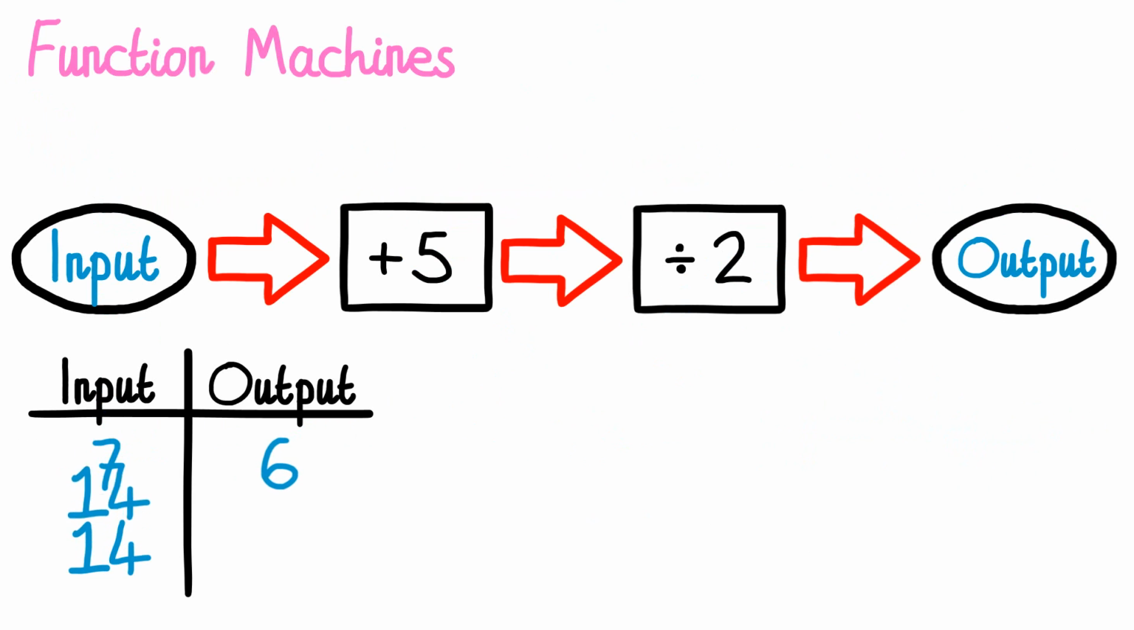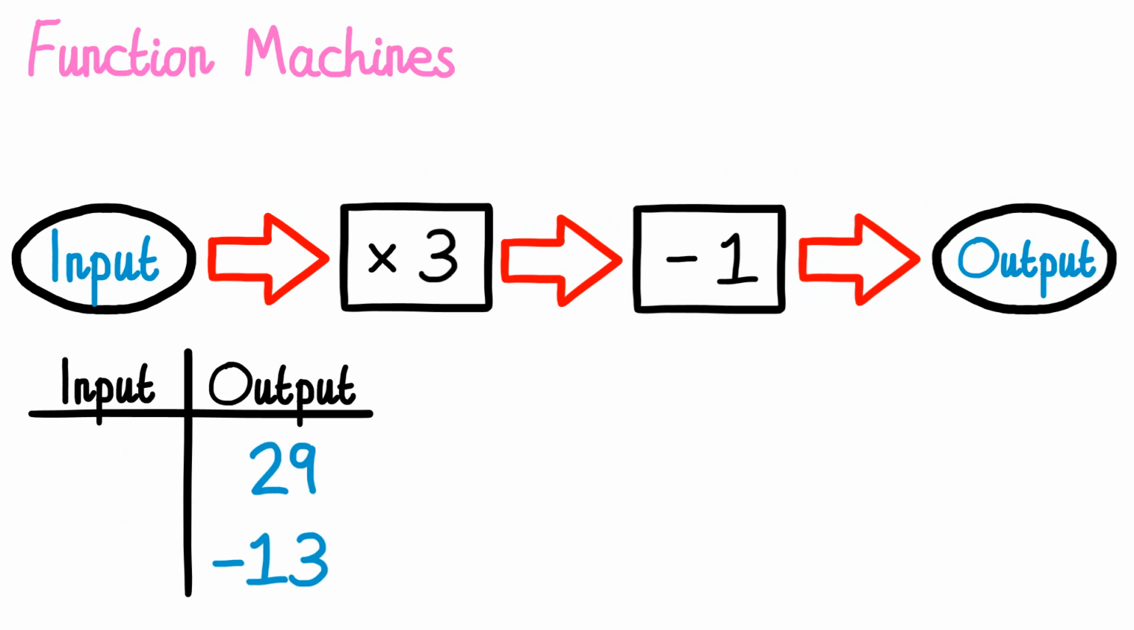Now let's try with 14. So 14 add 5, that's 19, divide that by 2, that's 9.5, and that's our second output. This next question is harder. We're told the outputs and we need to work out the input, so we need to do this one backwards.